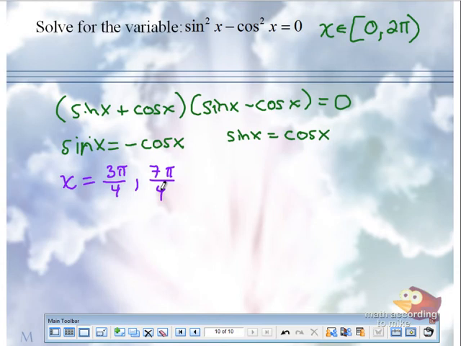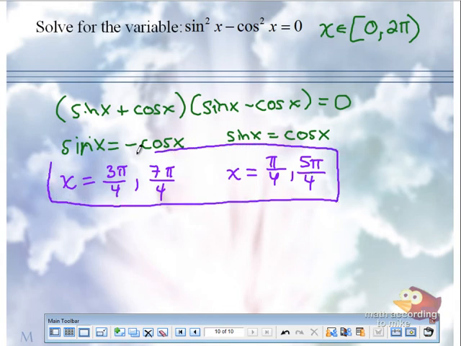And the second one, sine of x equals cosine of x, where does that occur? Where are they the exact same value? Pi over 4 and 5 pi over 4. So notice in this scenario, either they're both radical 2 over 2 or both negative radical 2 over 2. So that would be our answer if it said between 0 and 2 pi in terms of radians.